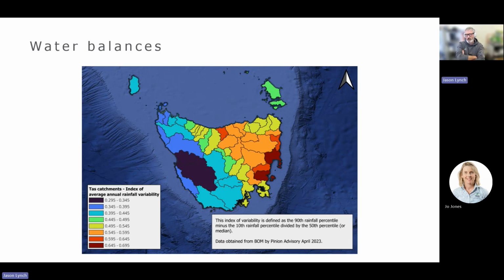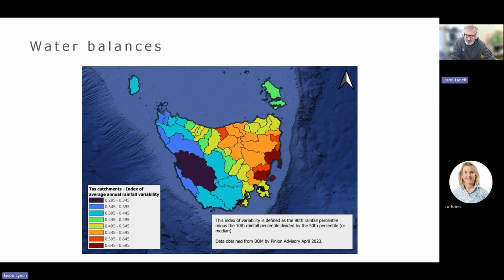Moving slightly sideways with respect to water balances, one of my colleagues, Fletcher Pegas, produced this. What we've got here is the index of average rainfall variability across Tasmania. So the very dark blob that we can see on the west coast, there is not a lot of variation in rainfall. The difference between the very, very wet and the very, very dry isn't significant. They don't get exposed to either end of those, so they get quite consistent rainfall.